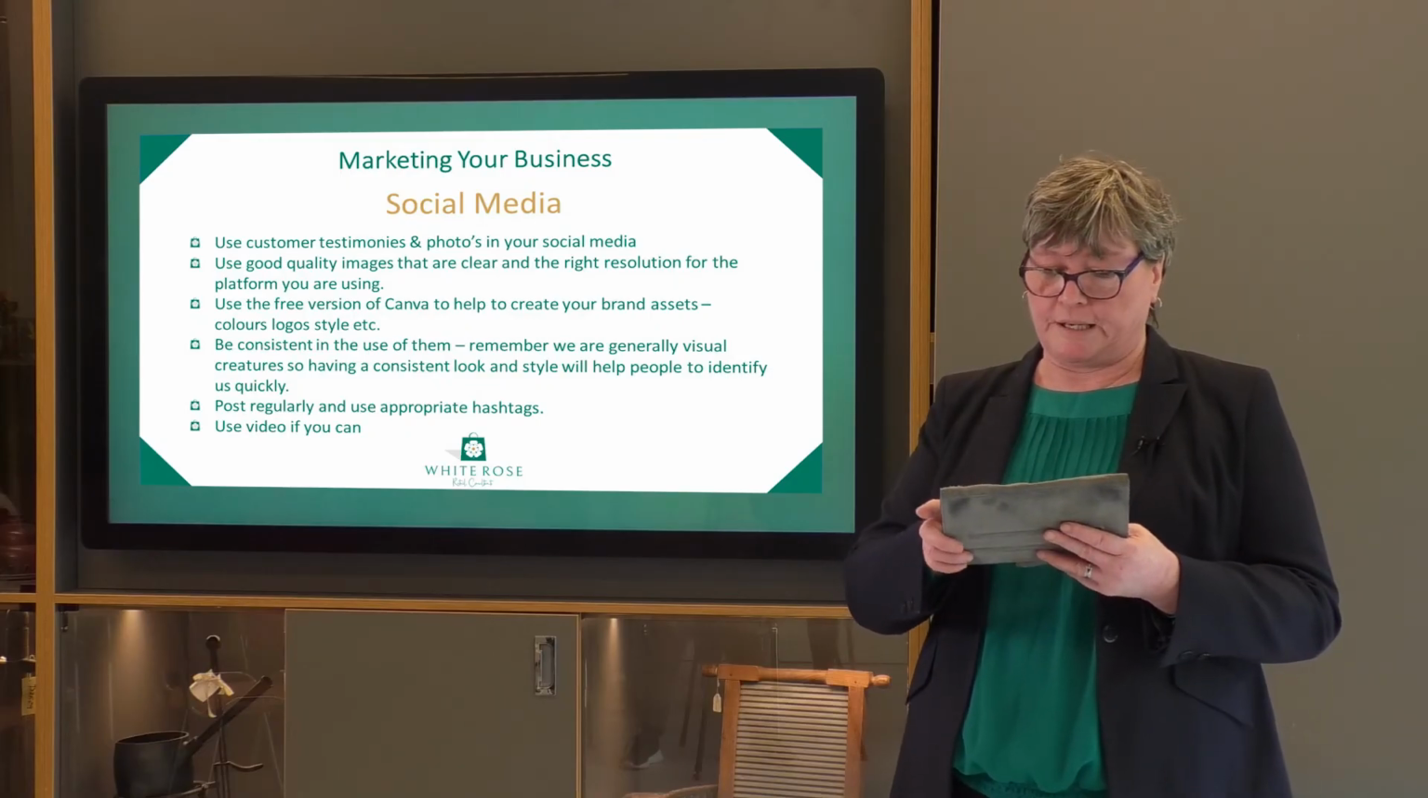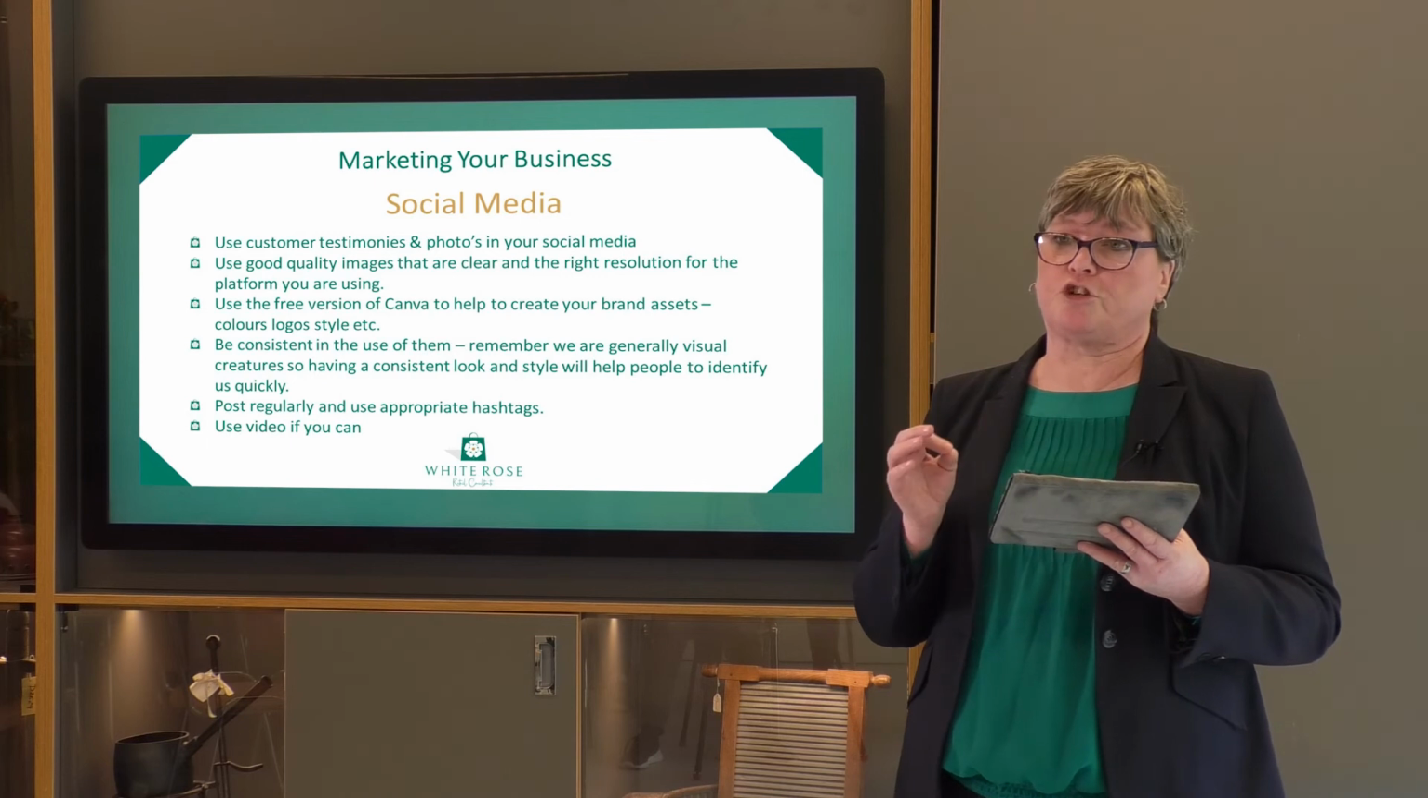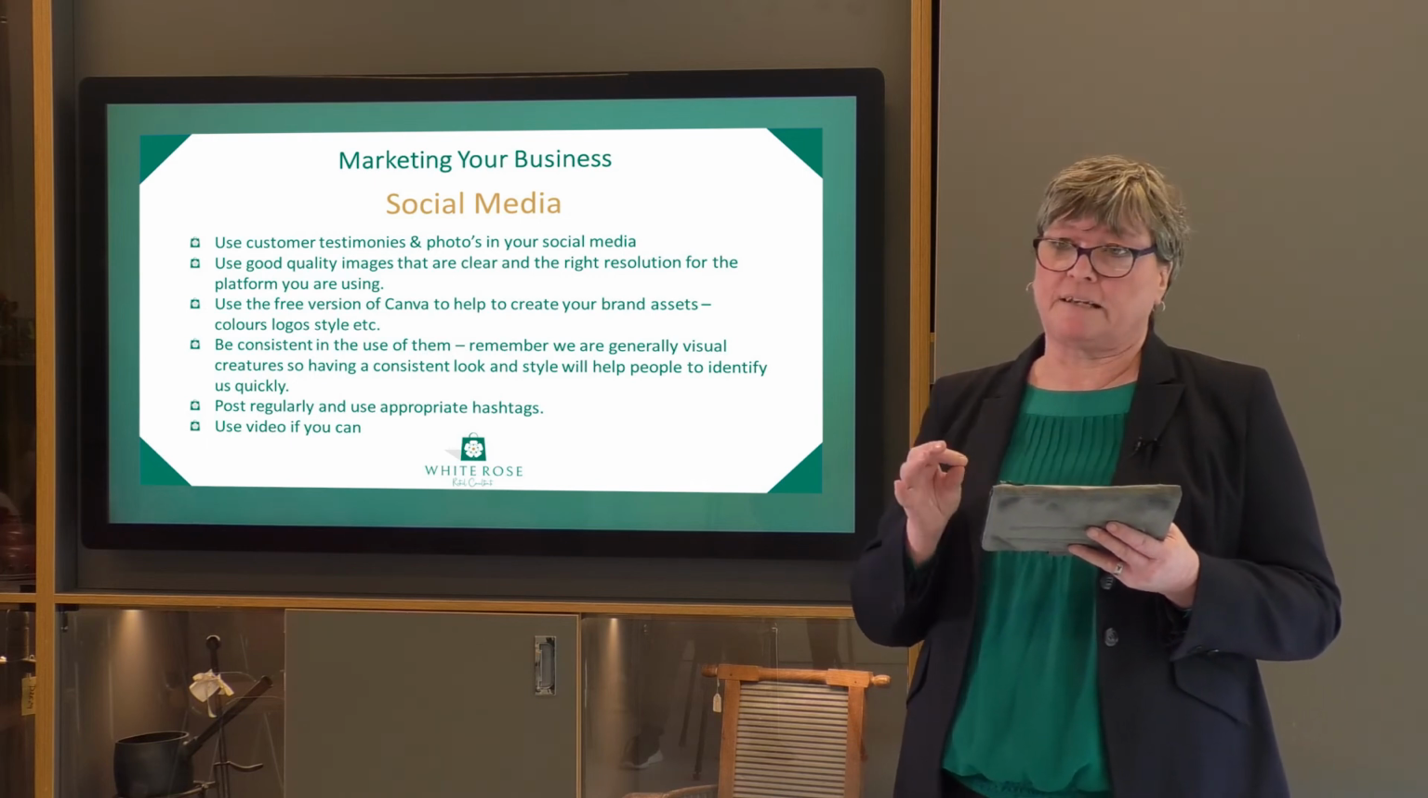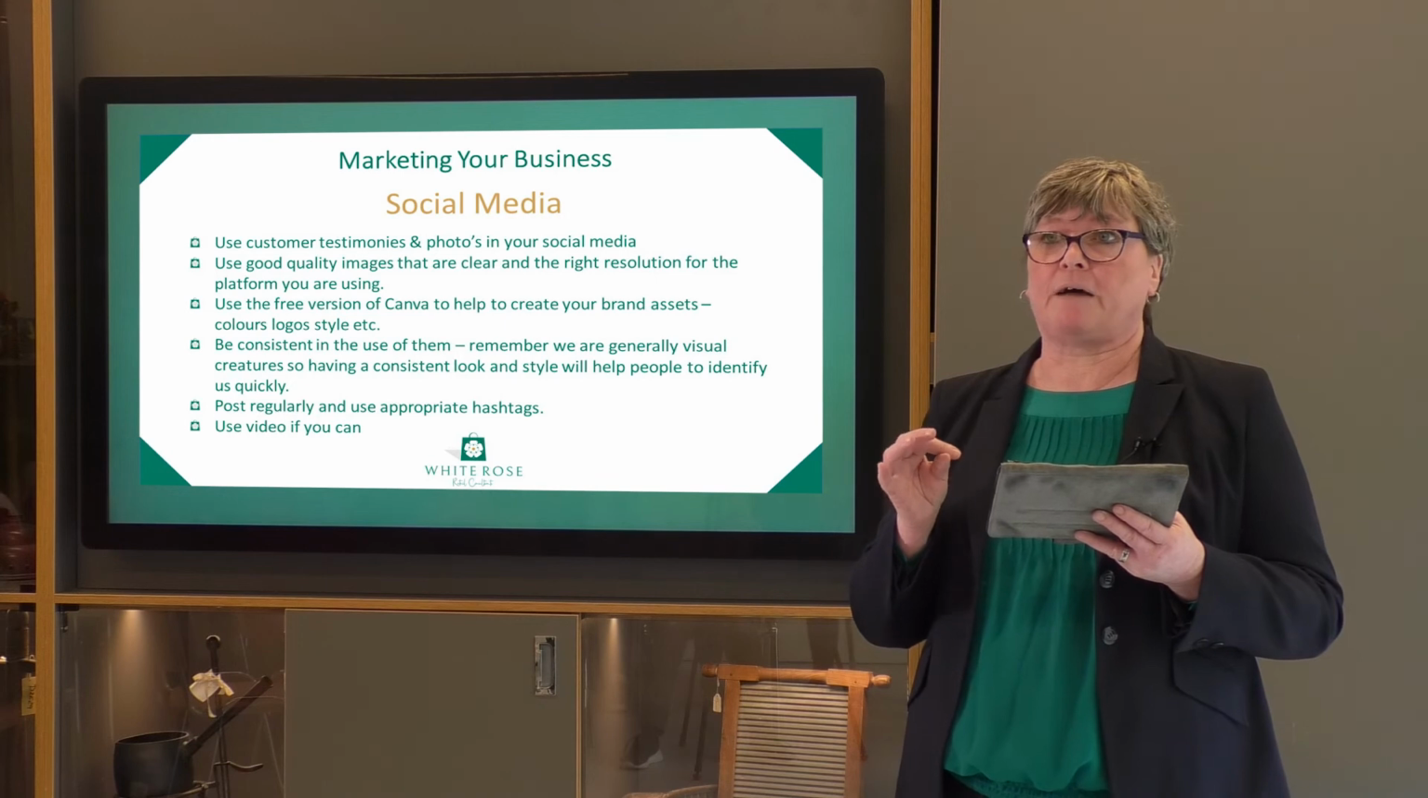And talking about social media, make sure your images are clear and that they're the right resolution for the platforms that you're using. There's two types of images that you can use. One is like a product cutout, which just shows the product, and then there's the lifestyle, which tends to be a product in a bit more of an interesting background. So it might be a kitchenware product in a kitchen. It might be somebody wearing an outfit in a garden. It's more than just the cutout.